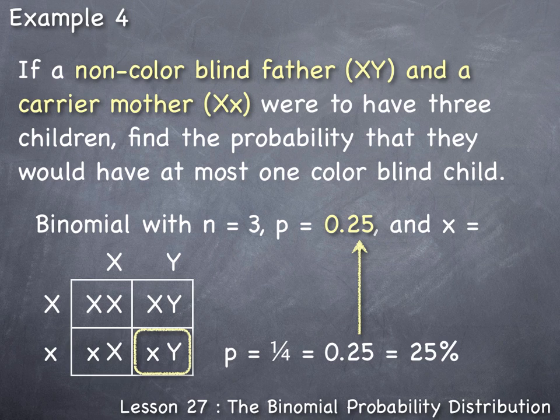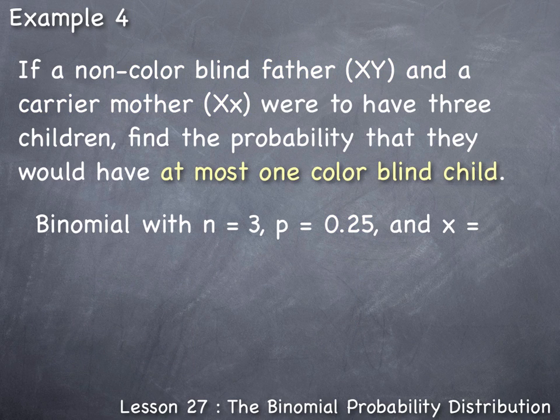Now for the random variable x, it takes on the values according to the question that we're trying to answer. And here the question asks, what's the probability that this couple would have at most 1 colorblind child? So the value of the random variable x that corresponds to having at most 1 colorblind child would equal at most 1, which is the highest it could be as 1, or anything lower. So at most translates into less than or equal to. So here, x would have to be less than or equal to 1.